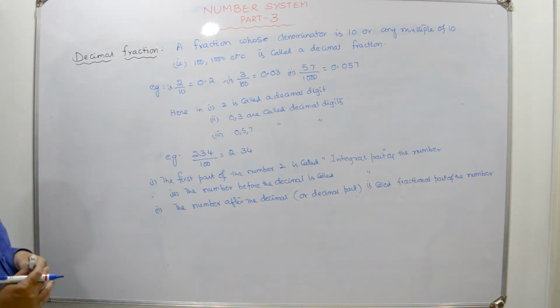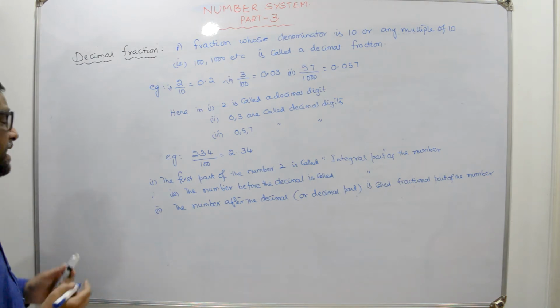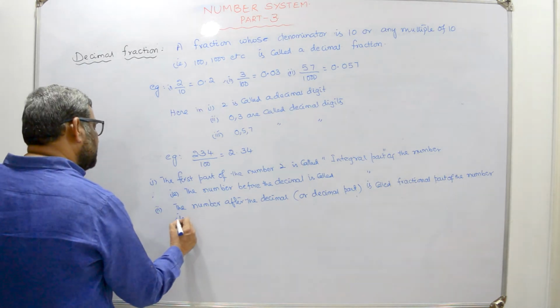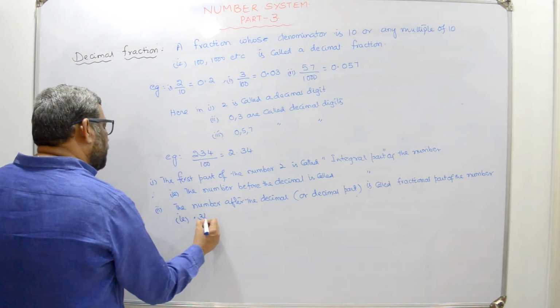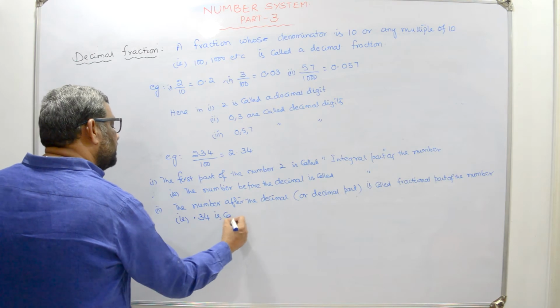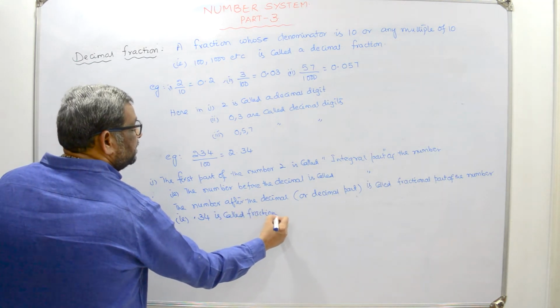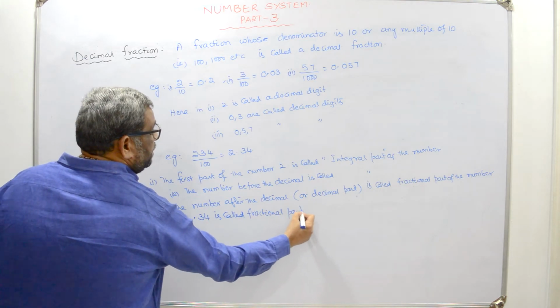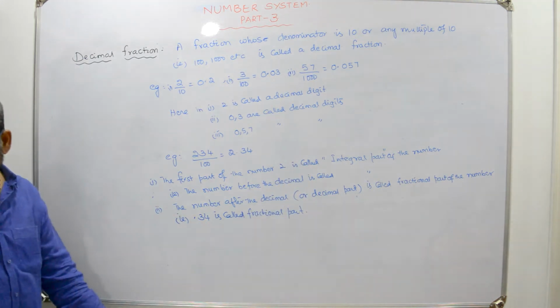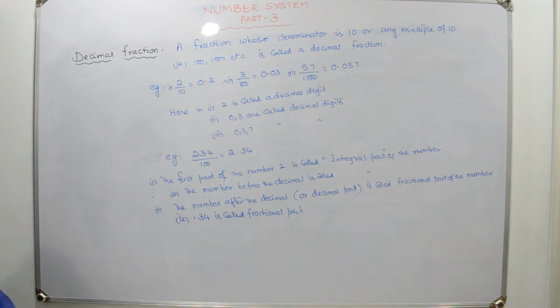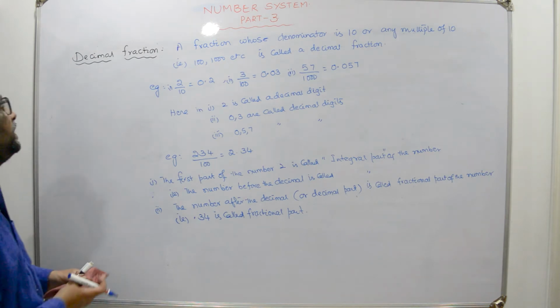The first part of the number 2 is called the integral part of the number, that is the number before the decimal. The number after the decimal is called the fractional part of the number, that is 0.34 is called the fractional part. So that is about the decimal fraction. We'll go with the next one.